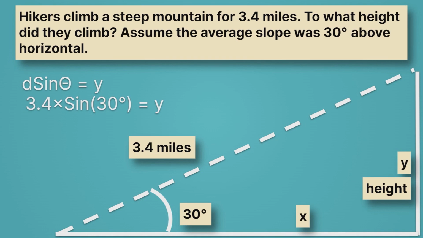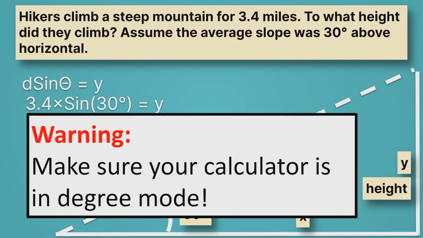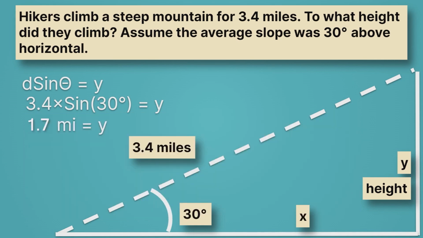Now, I want you to grab your calculator. If you don't have one, pause the video and go get it. Here's the trick. When you plug in these numbers, make sure your calculator is in degree mode. If you're not sure how to find out if it's in degree mode or not, go to Google, type in the model number of your calculator, and say how to put it in degree mode, and it will explain how. Now, when we plug this in and our calculators are in the correct mode, we should get 1.7 miles. So how high did those hikers climb? They hiked a 1.7 mile summit.